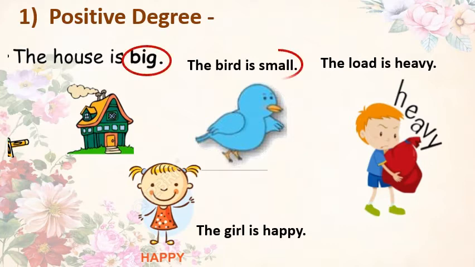Here, big, small, heavy and happy. See here, positive degree means we are describing about the thing. See, house is a thing. We are describing the house. That is, the house is big. The bird is small. Okay, here no comparison is there. Only we are writing a simple sentence along with the adjective. Okay, this is called positive degree.